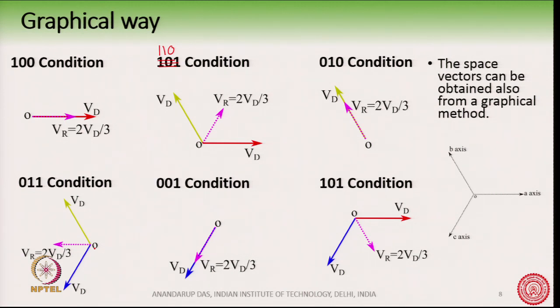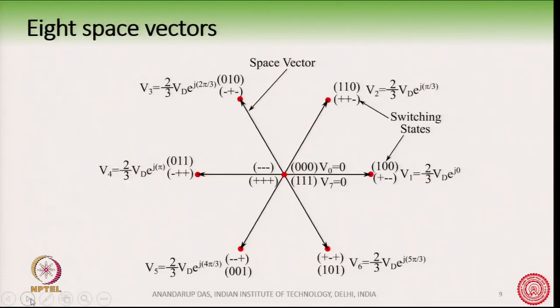So, instead of going back to the formula every time, we can also find the resultant space vector using this simple graphical method. Here the A, B, C axes are shown. We see that there are 6 resultant space vectors with magnitude 2/3 Vd, at angles of 0, 60, 120, 180, 240 and 300 degrees, and these are the switching states producing these resultant vectors. So, there are 6 active vectors and 2 zero vectors in this space.